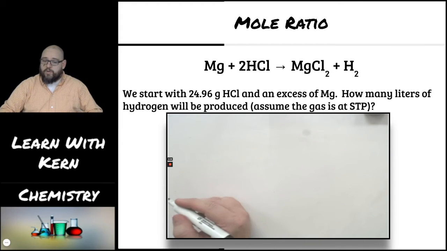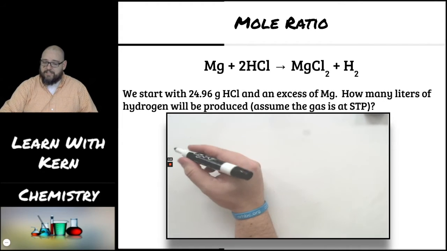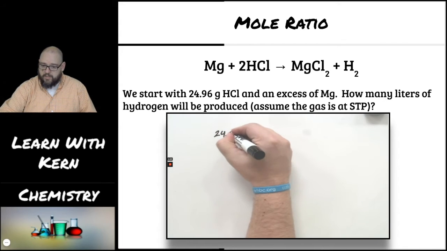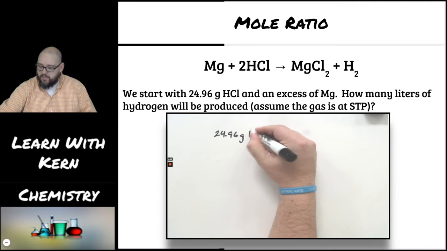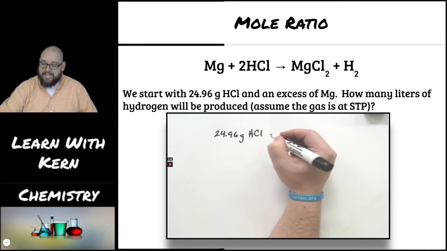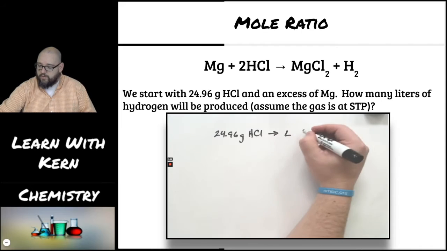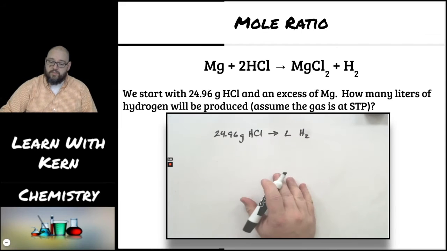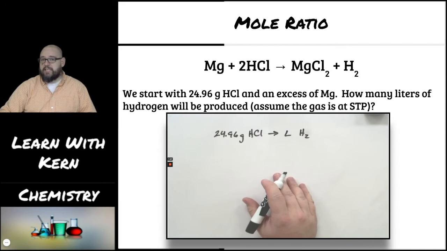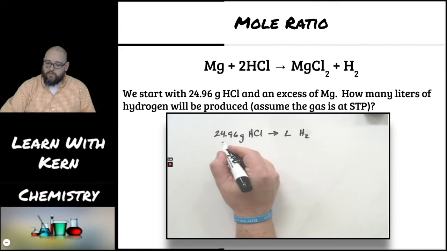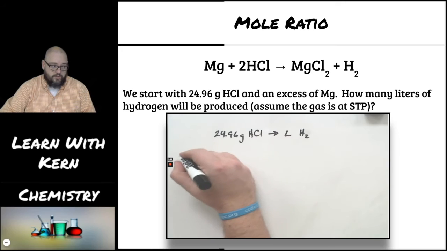Now in this example, we're going to start with 24.96 grams of HCl and an excess of magnesium. How many liters of hydrogen will be produced, assuming the gas is at STP, so that we can use that molar volume?